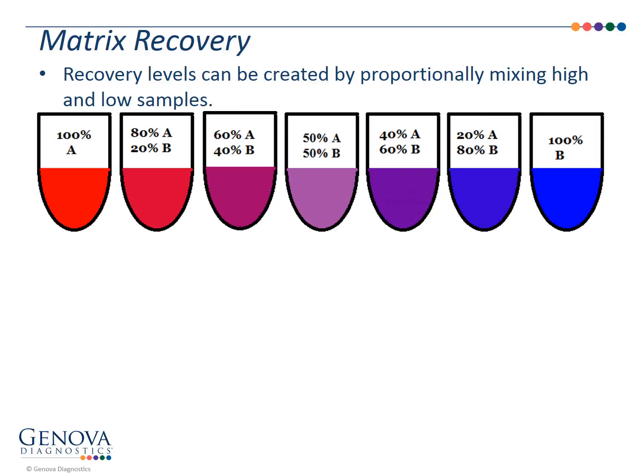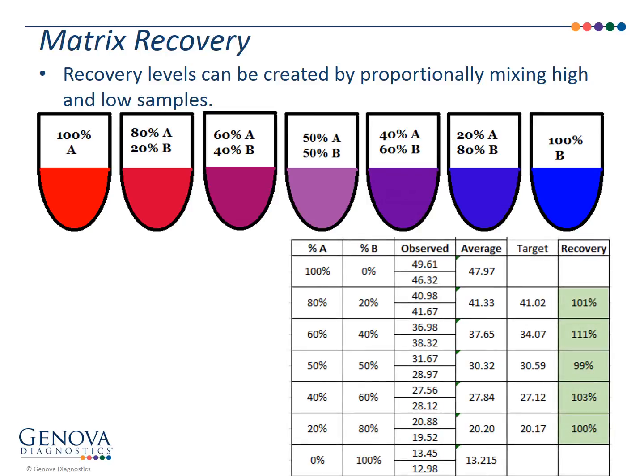Recovery levels can be created by proportionally mixing high and low samples. So in this example, the 100% A is a high sample and the 100% B is a very low sample, and we're going to mix them in these various proportions. So your calculations are going to look something like this: your percent A and your percent B, your observed values in duplicate, and then your average values. And so then to calculate your target value, for example, the second line down, target value of 41.02 is just 80% of that 47.97 and 20% of that 13.215.